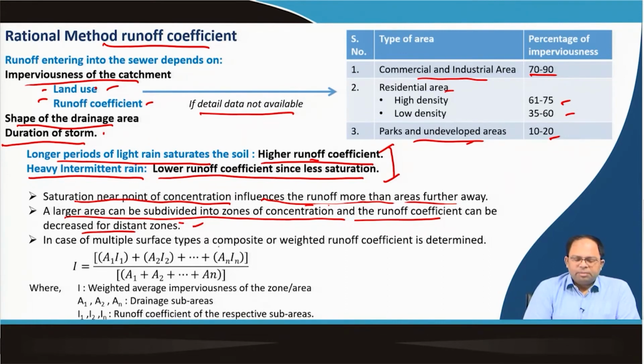In case of multiple surface types, a composite or weighted runoff coefficient is determined. We have done this earlier as well when we did our runoff calculations. That is area multiplied by the weighted average imperviousness for that particular area. So, I1, I2, In are the runoff coefficients of the respective sub areas, multiplied with the area and divided by the total area, which gives us the weighted average imperviousness for that entire area. So, we use this weighted value based on the different land uses that are there.